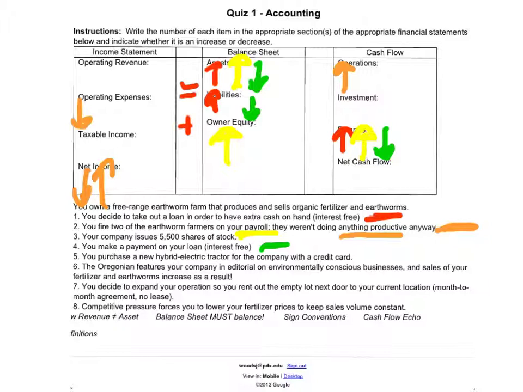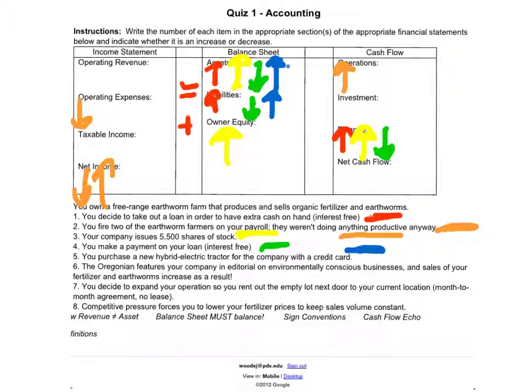So let's switch to blue. Purchase a new hybrid electric tractor for the company with a credit card. So this is one of those compound transactions again where you suddenly got yourself a tractor. That's a fixed asset. At the same time you increase your liabilities. So that balances out right there.